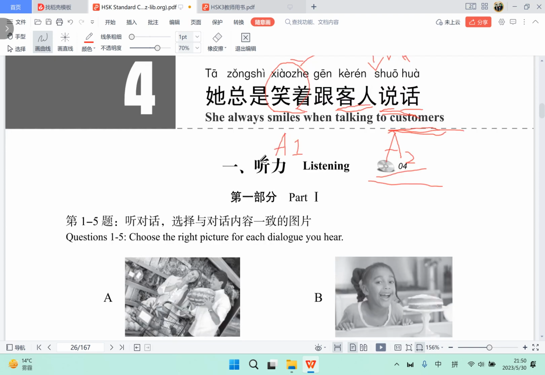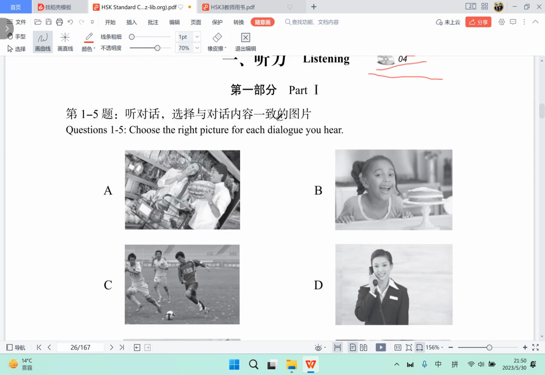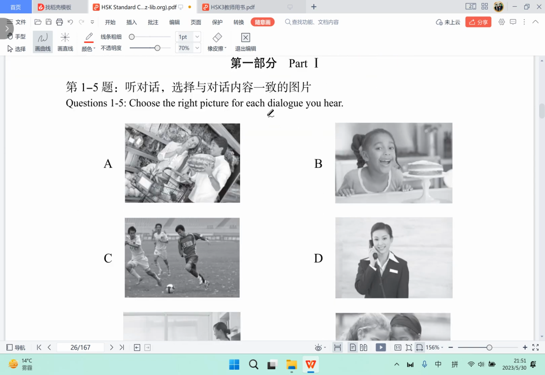Okay, we're going to check the listening section first. Same as before, for the first part, I would prefer you to check the picture first, and then write down the verbs we have learned in this lesson, or the verbs you remember, which could be related to the photo. Beside the photo, just write down here, like picture A. So this is 水果, right?